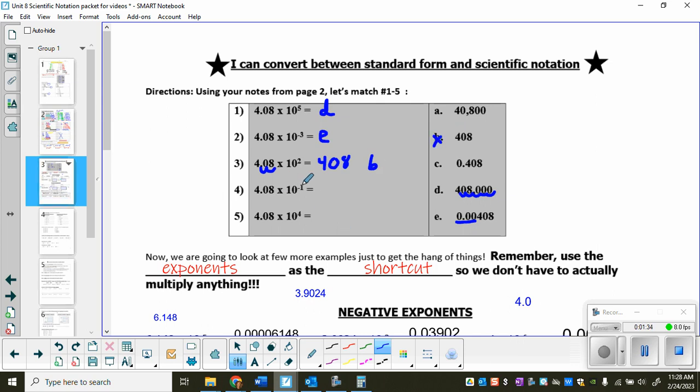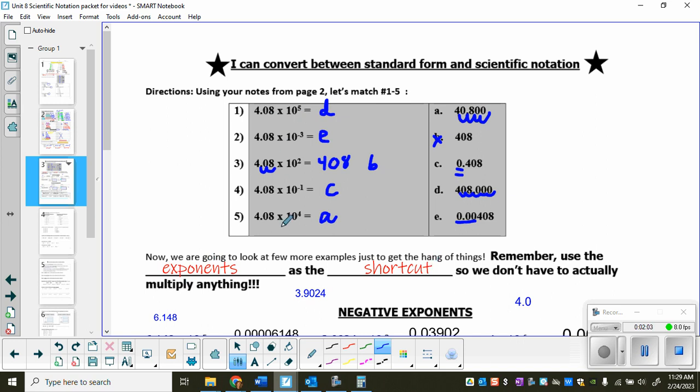All right, now if we see a negative 1, we should just see one decimal to the left of the number. So 0.408. There we go. And if it's 10 to the fourth, again, we should see here if it was 4.08, 1, 2, 3, 4. And 10 to the fourth is 10,000, so 4.08 times 10,000 is going to be in the 40,000s, so that one's A.